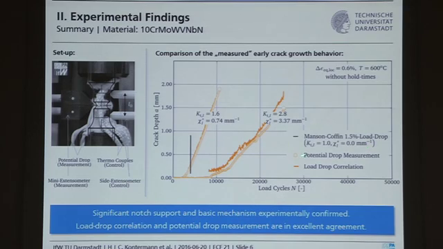So the potential drop measurement results are the orange circles, and you see also orange lines here. This is a load drop correlation. Due to time issues, I will not get into details about this, but we have performed a correlation by means of FEM in order to correlate the load drop which you observed in the experiment to a specific crack size. If you want to have more details, please read the paper.